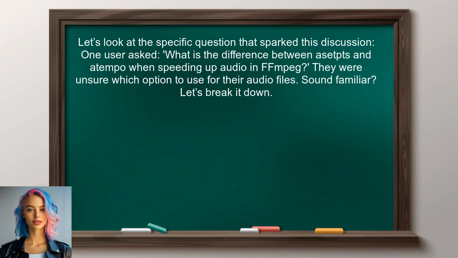Let's look at the specific question that sparked this discussion. One user asked, what is the difference between asetpts and atempo when speeding up audio in FFmpeg? They were unsure which option to use for their audio files. Sound familiar? Let's break it down.